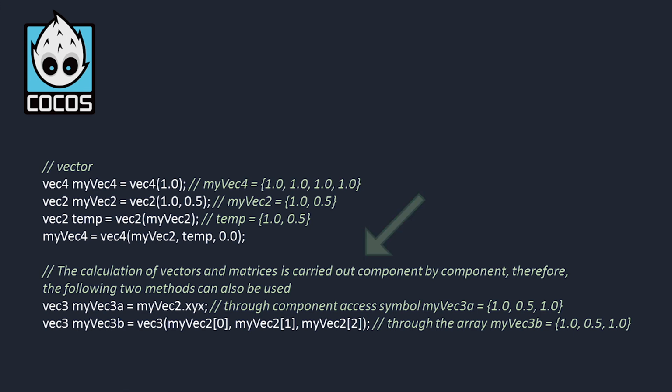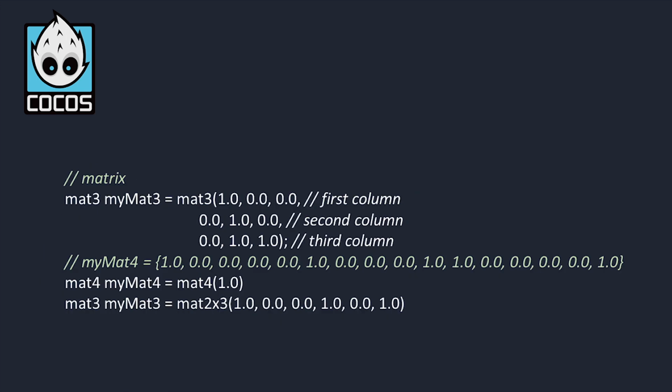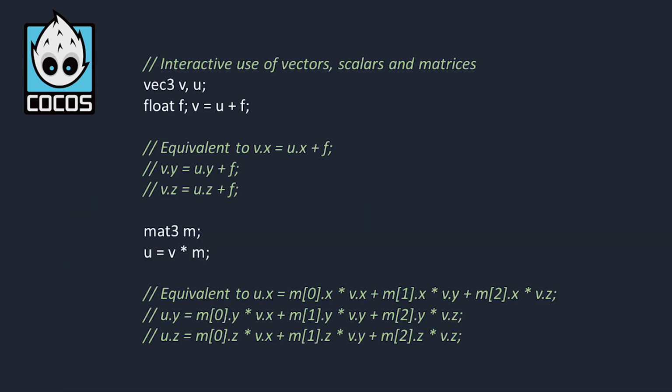Next, let's look at the matrix. The matrix is actually similar to the vector, so we can skip this. Next, look at the interaction of the vector, scalar, and matrix. In fact, you only need to understand that vectors and matrices can be manipulated component by component. The following content is actually quite simple.